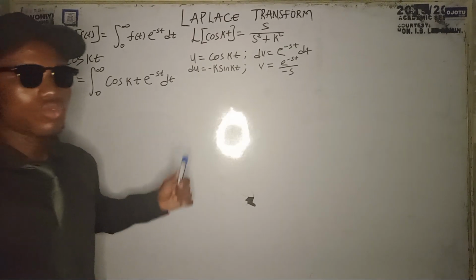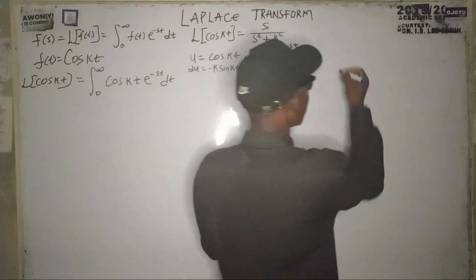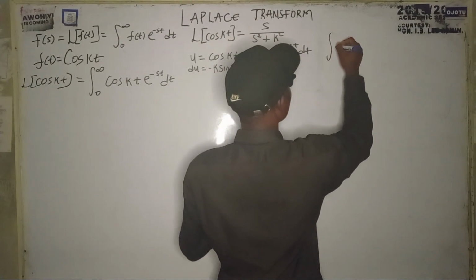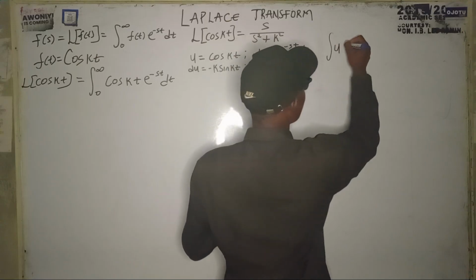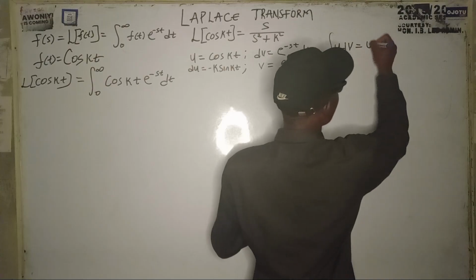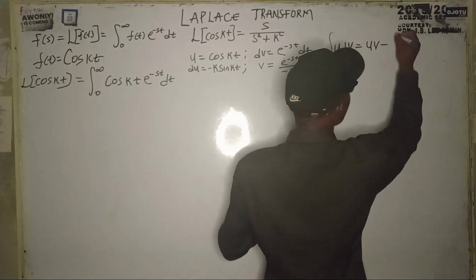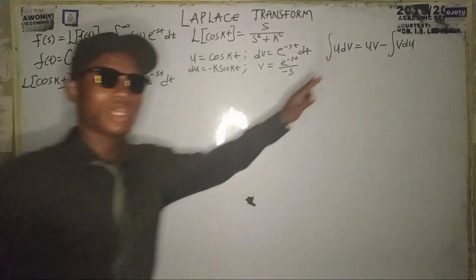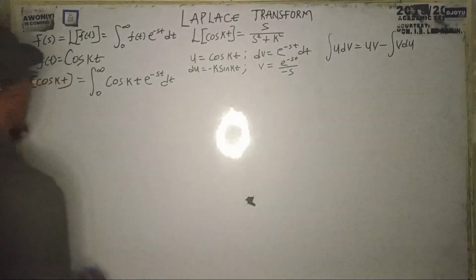And we know that the formula for integration by parts is the integral of u dv equals u v minus the integral of v du. That is the formula for integration by parts. So we just apply the formula.